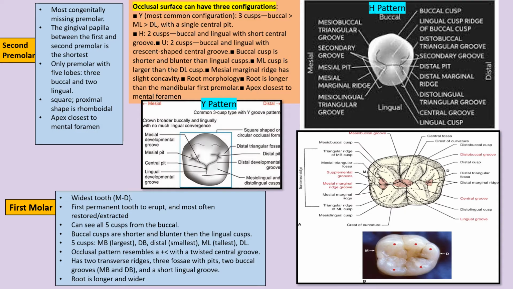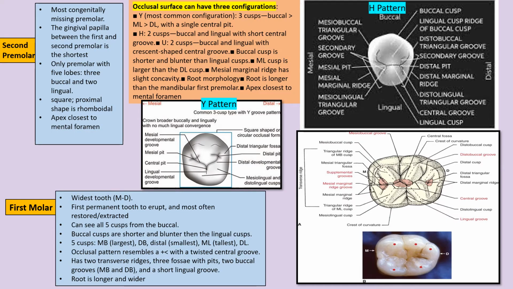So the mandibular second premolar Y pattern can be made up of 5 lobes, 3 buccal and 2 lingual. And we know the mandibular second premolar has an apex closest to the mental foramen. Now if we see the mandibular first molar, it is the widest tooth. Okay, one more thing about the second premolar.